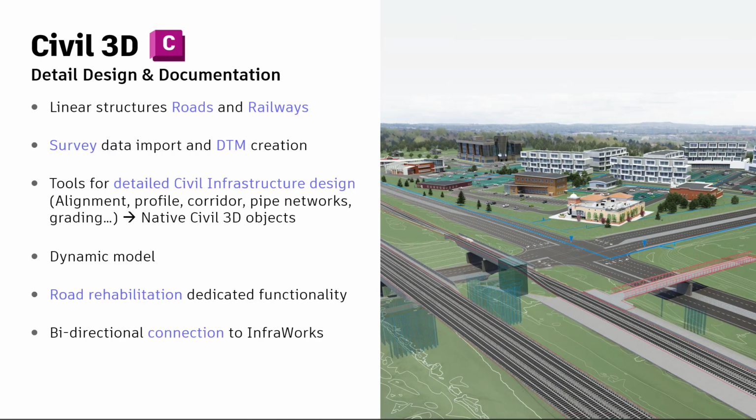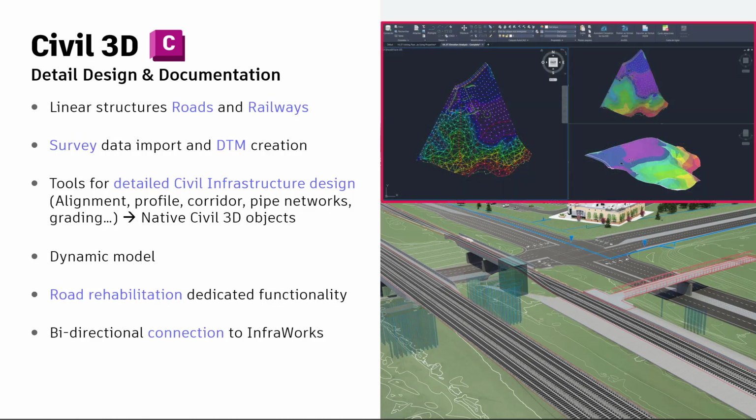Civil 3D is based on a dynamic model, which means you can make some changes in one place and it is automatically propagated to all derived, or we can say dependent, objects. For example, changing a profile will trigger a corridor rebuild, and cross sections will be updated automatically, including volumetry calculation.